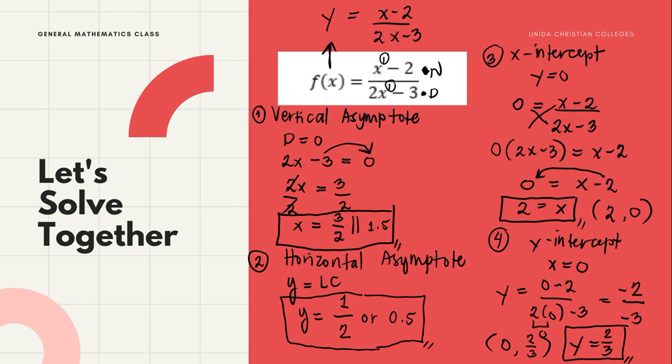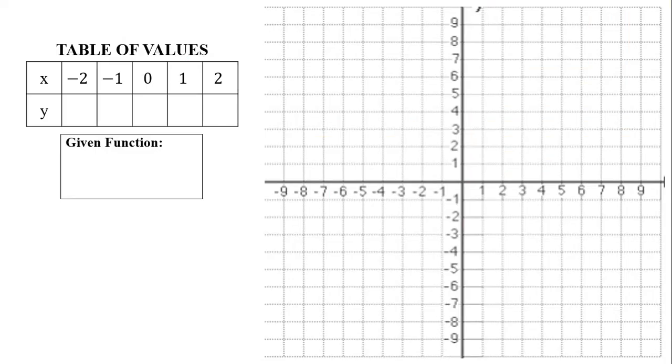Okay, next. Okay, ayan. So, table of values and then i-graph natin. Ano nga yung given natin na equation? We have y is equal to x minus 2 over 2x minus 3. Okay. So, sabi po dyan, ito yung fifth na gagawin po ninyo ha, si table of values. And then last is si graphing. Okay. So, sa table of values, lalagay mo lahat, ang value ng x mo is from negative 2 to positive 2. And then you will solve for the value of y.